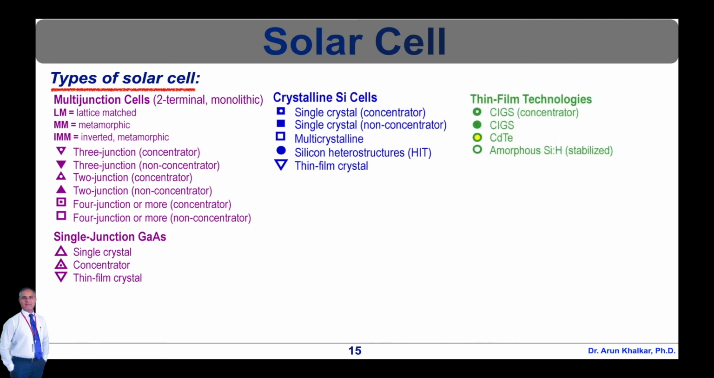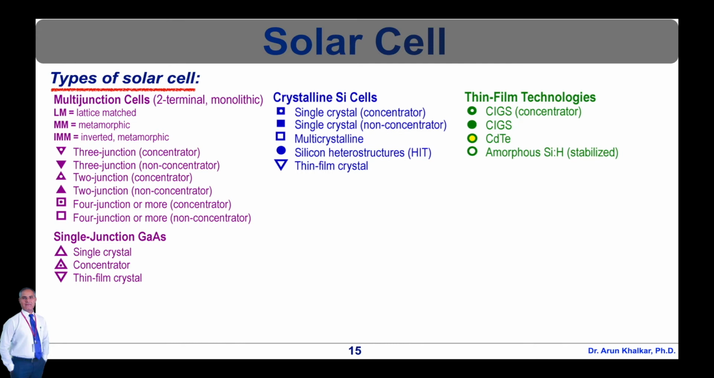The next type of solar cell is thin film solar cells. In thin film technologies, there are CIGS concentrated, CIGS, CdTe and amorphous silicon hydrogen stabilized. These are the types, where CIGS stands for copper, indium, gallium and selenium.